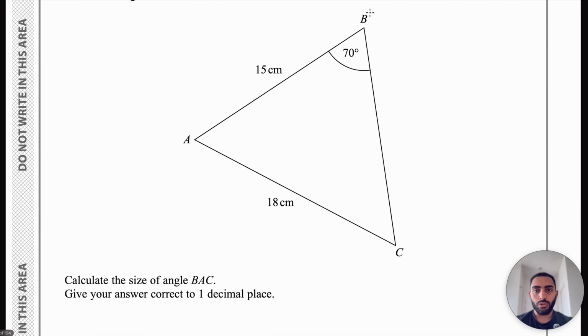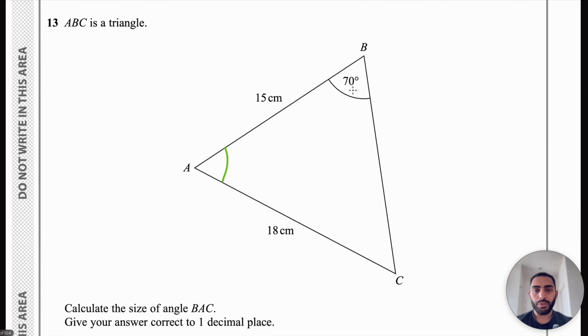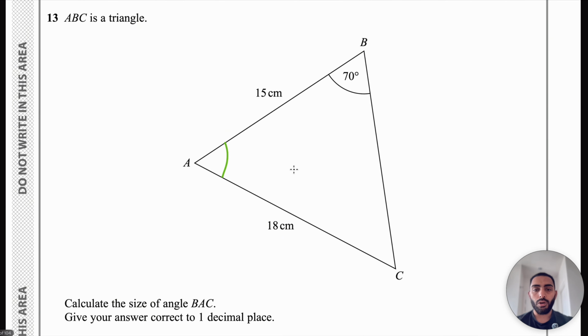Question 13. ABC is a triangle. Calculate the size of angle BAC. So I'm trying to find BAC, which is this angle over here. Give your answer correct to one decimal place. The first thing that I can see here is I've got opposite pairs of information. I've got this side and I've got this angle, and I've got this side, but I don't have this angle.